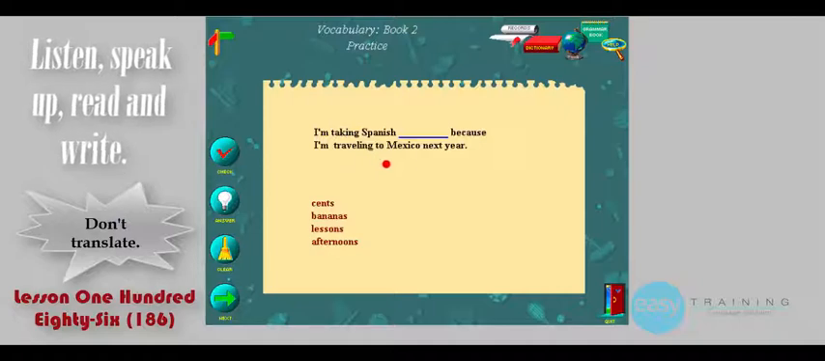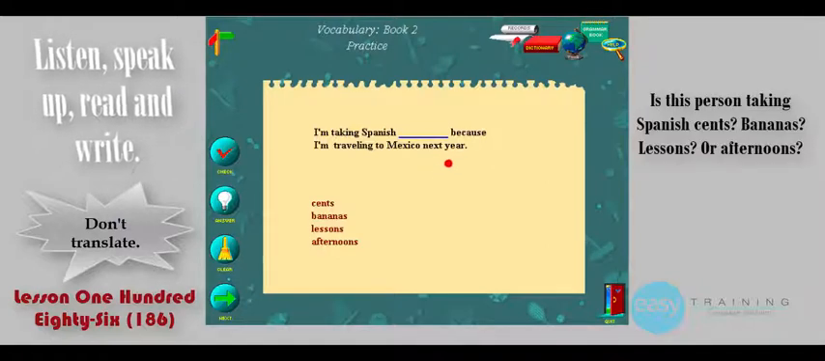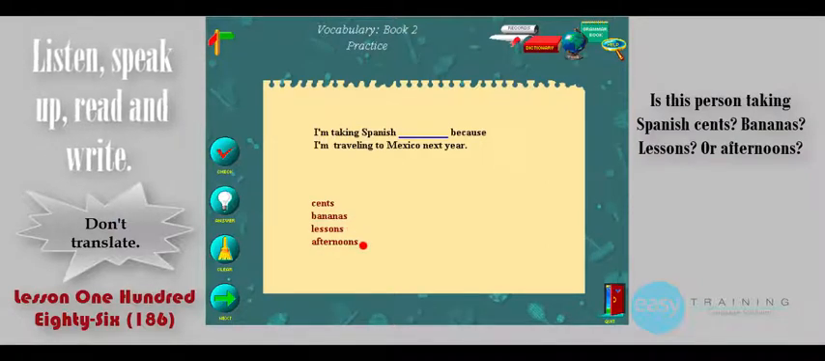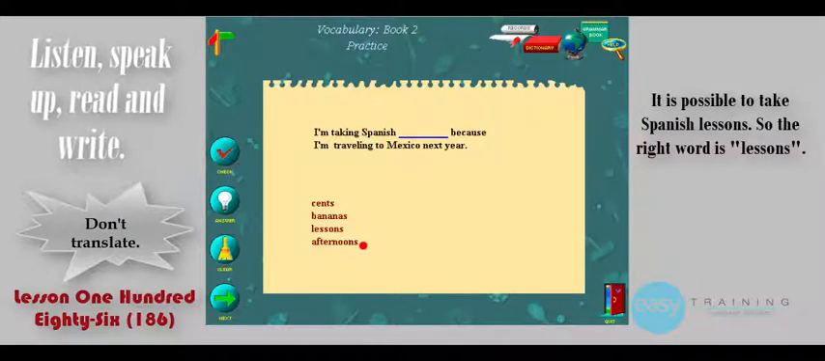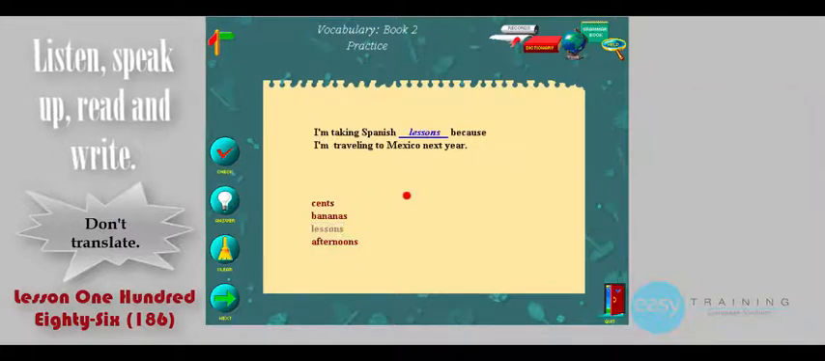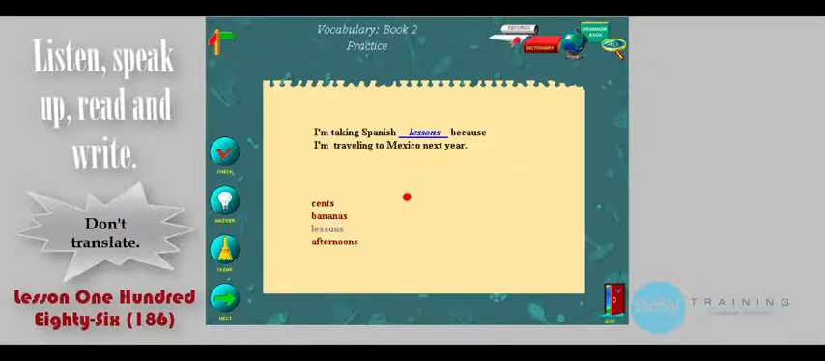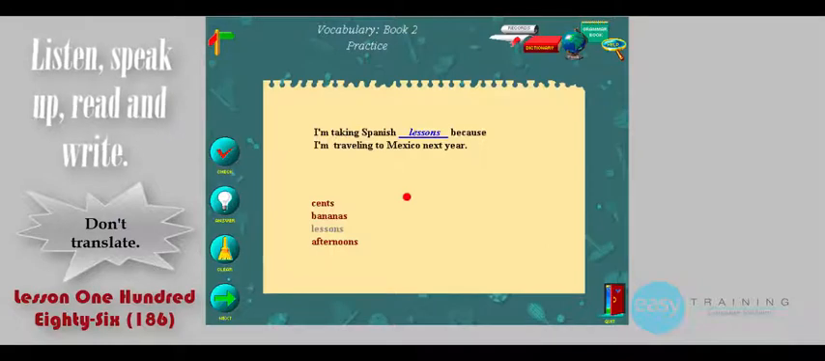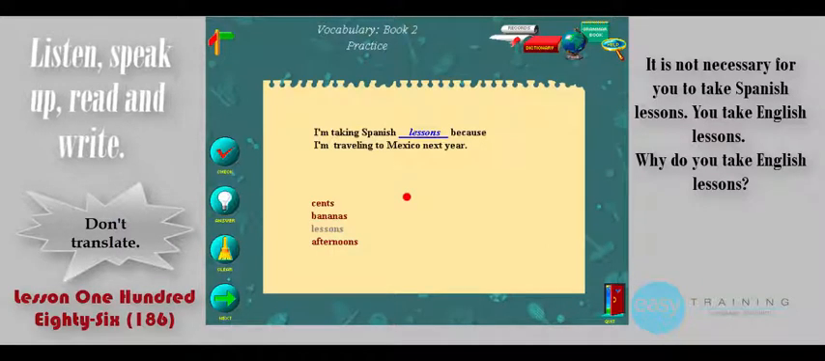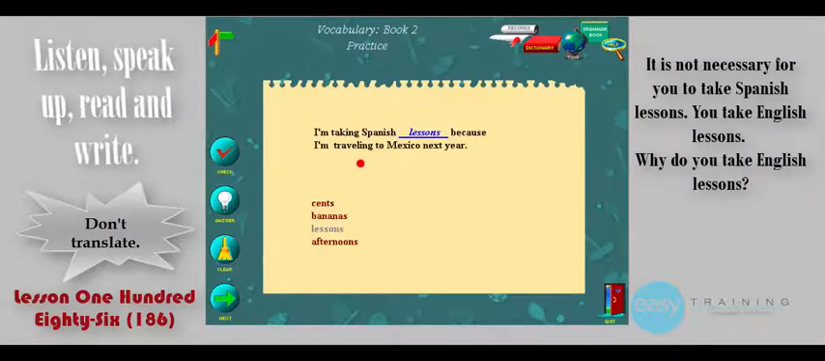I'm taking Spanish blank because I'm traveling to Mexico next year. Is this person taking Spanish cents, bananas, lessons, or afternoons? It is possible to take Spanish lessons. So the right word is lessons. I'm taking Spanish lessons because I'm traveling to Mexico next year. It is not necessary for you to take Spanish lessons. You take English lessons. Why do you take English lessons?